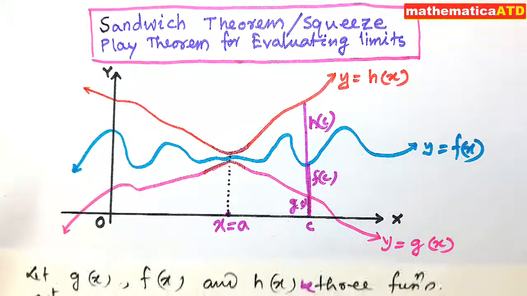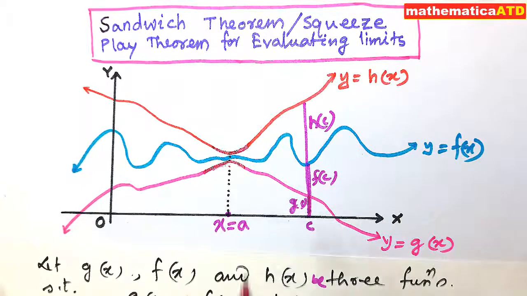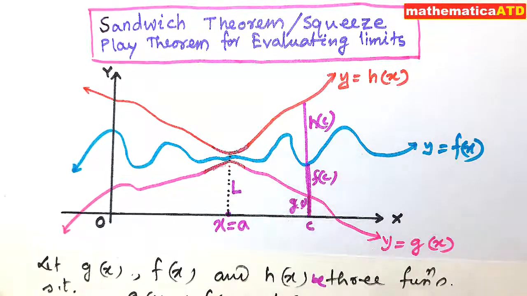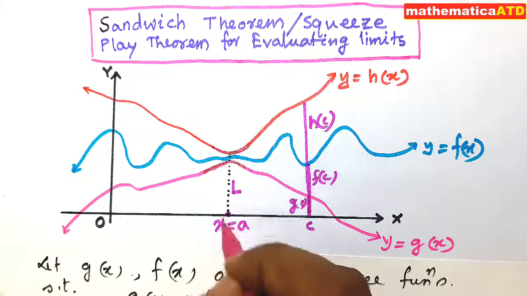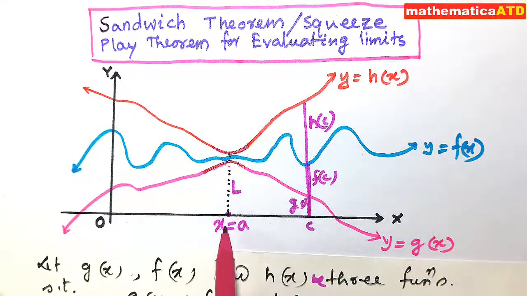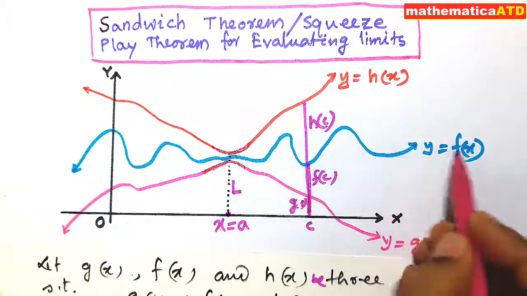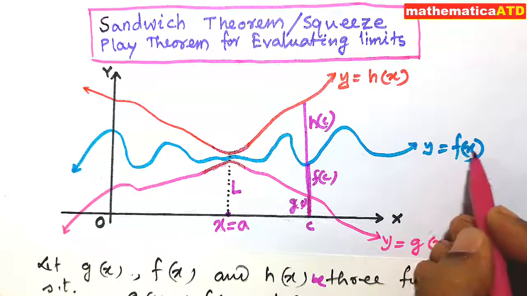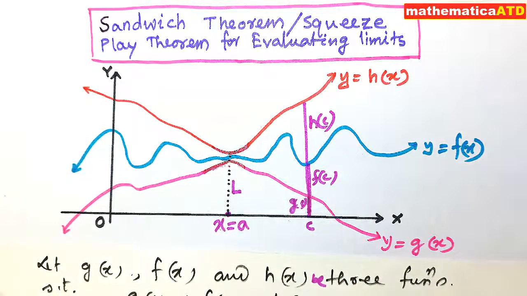But according to this statement, the limit as x tends to a of g(x) is equal to L, so this height is equal to L, and the limit as x tends to a of the function y equal to h(x) is also L. That means the limit of g(x) and the limit of h(x) as x tends to a are both of the same height L. Then since f(x) lies in between these two curves, obviously the limiting value of the function y equal to f(x) at the point x equal to a must be L, isn't it? So we shall see an example to clarify this.